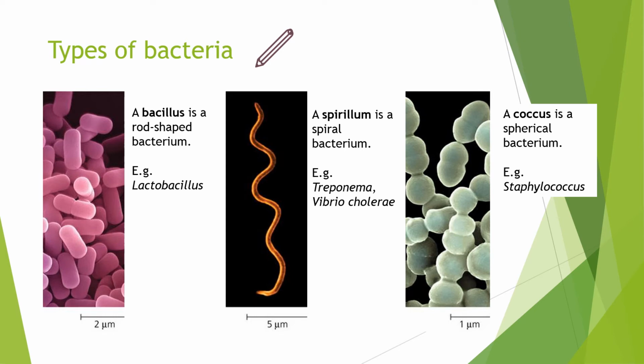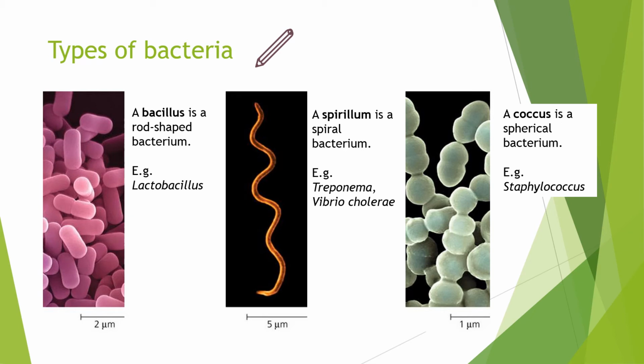So on the left-hand side, we've got something called a bacillus, which is nothing else than a rod-shaped bacterium. Often the bacteria that look like that have the part bacillus in their name. So for instance, lactobacillus, which is a bacterium that digests the milk sugar, lactose. And then in the middle we've got a spirillum, which is a spiral bacterium, such as, for instance, Vibrio cholerae, which is the bacterium that causes cholera.